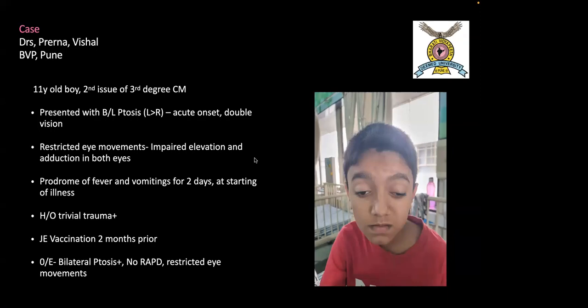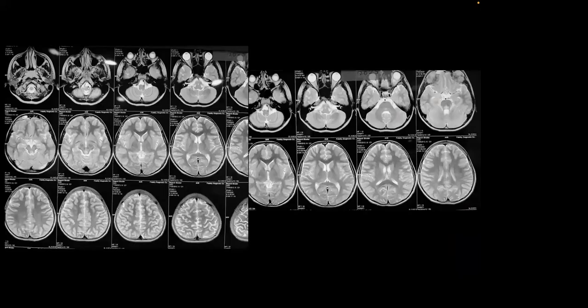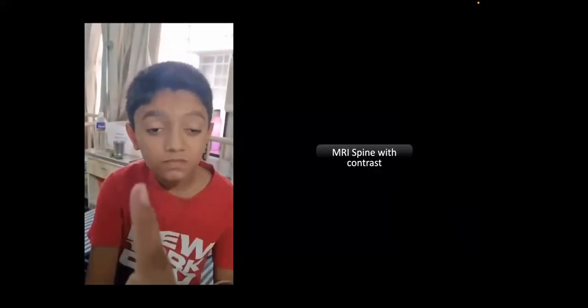On examination, there was bilateral ptosis, left more than right, as you can see in the picture. No RAPD. There were restricted eye movements in the form of impaired elevation and adduction in both the eyes. I have the video in the next slide, sir. Okay, I think I put them.